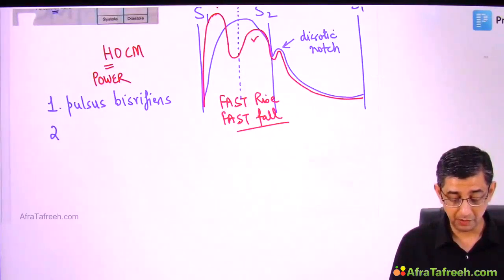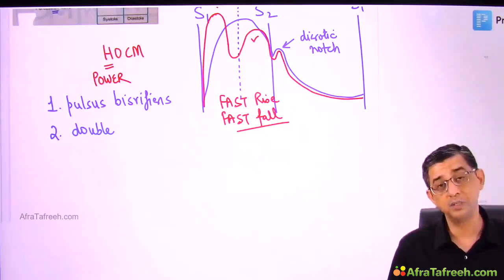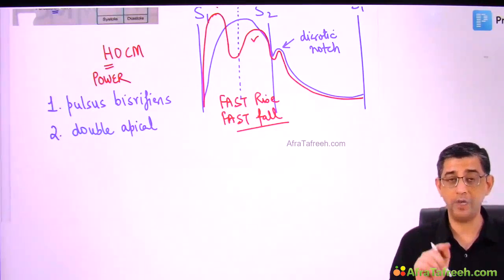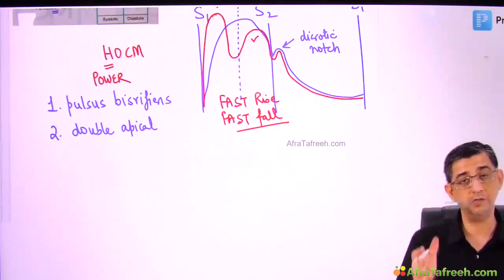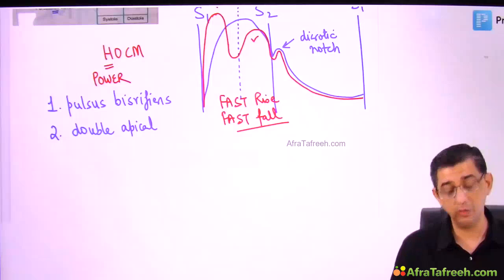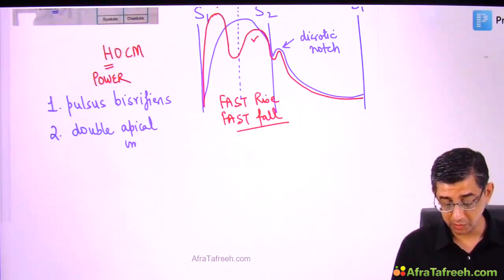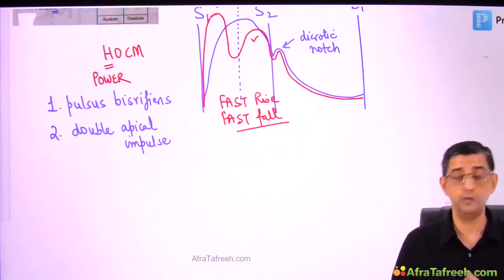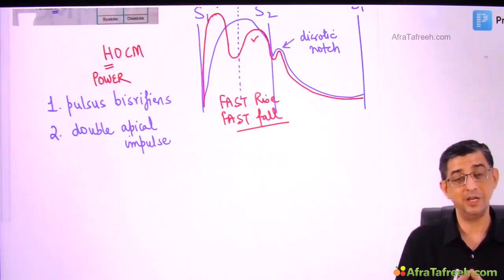The second examination finding of these patients is very characteristic and is called double apical impulse. I want you to appreciate that normally the apical impulse, the point of maximal impulse, PMI, is at the fifth intercostal space, 2 centimeters medial to the midclavicular line. In this person, you will definitely be able to feel a diffuse apex or a diffuse impulse, in the sense that there's a hypertrophy of the heart.